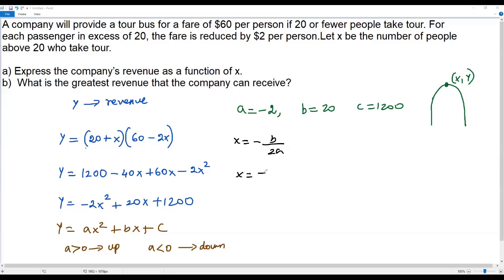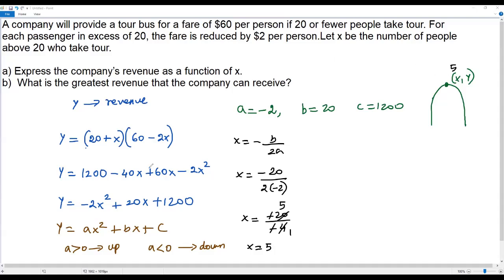Okay, x equals negative, the value of b in our problem is 20, over 2 times the value of a, which is negative 2. So I get x equals negative 20 over negative 4. The negatives cancel out. 4 goes into 4 one time, and 4 goes into 20 five times. So I get x equals 5. That is, the x coordinate of the vertex is 5.